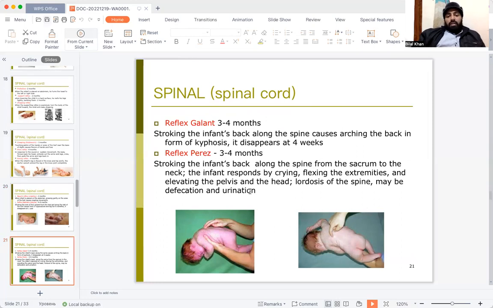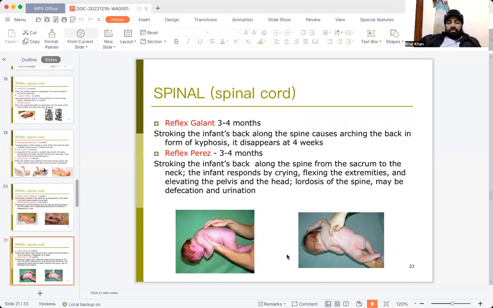Reflex, also known as the Perez reflex, occurs at 3 to 4 months. Stroking the infant's back along the spine from the sacrum to the neck, the infant responds by crying, flexing the extremities, and raising the pelvis toward the head. Lordosis of the spine, you can see, bending of the spine to one side, and defecation and urination may occur.